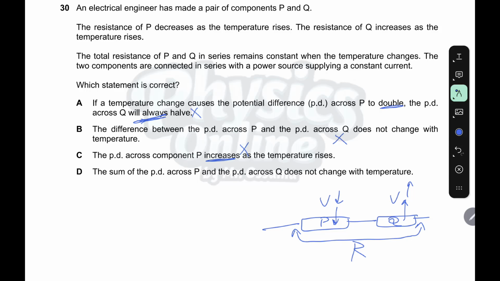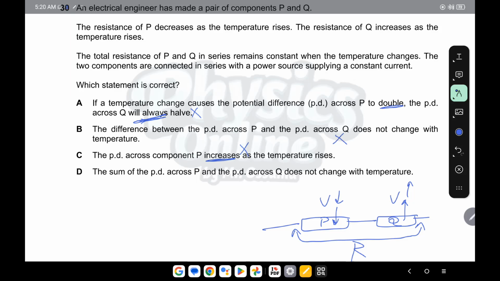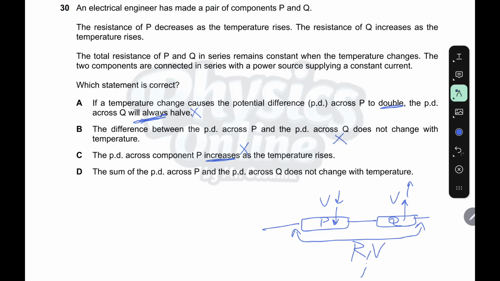The sum of the potential difference across P and the potential difference across Q does not change with temperature. Yes, the sum is constant because the sum of resistance is always constant, so the sum of potential difference is also constant. So this one is correct.